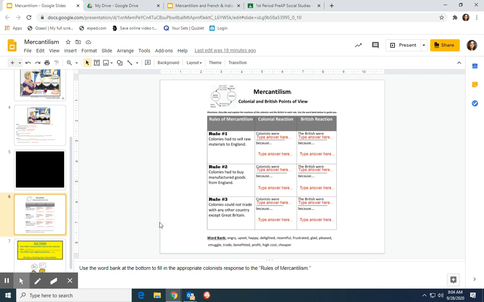First cause of the American Revolutionary War, which is going to happen, the first cause of our bad relationship between Great Britain and the colonies is mercantilism.